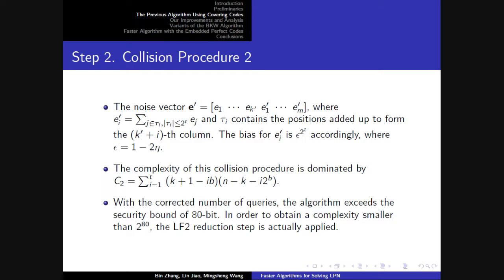And the complexity of this clearing procedure is dominated by this. They just use some techniques to reduce to this level. With the correct number of queries, this algorithm exceeds the security bound of 80 bits. In order to obtain a complexity smaller than 2^18, the F2 reduction step is actually applied in their calculation.